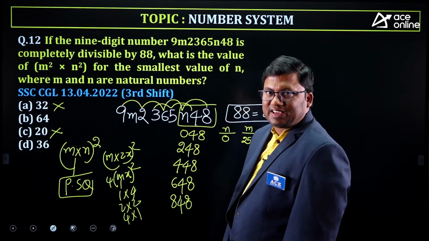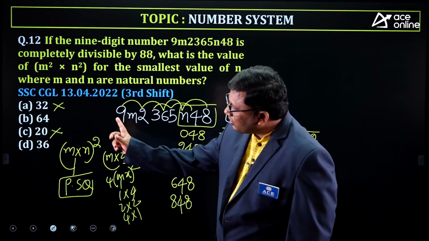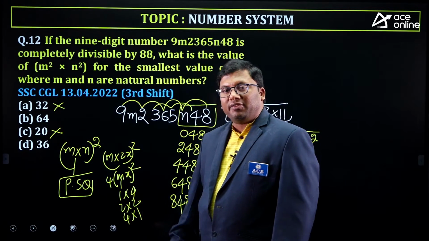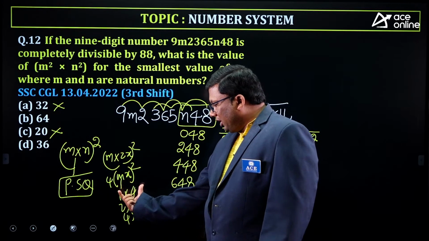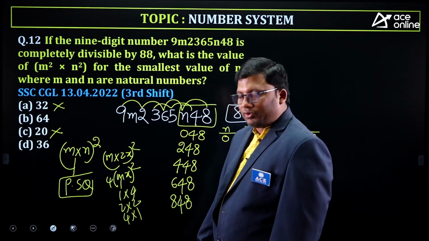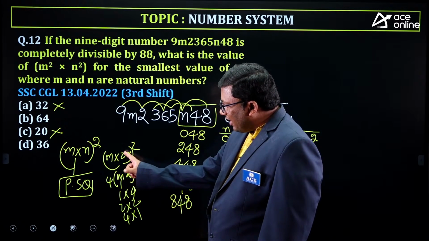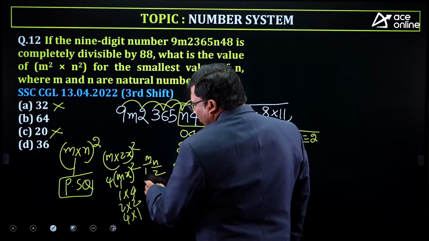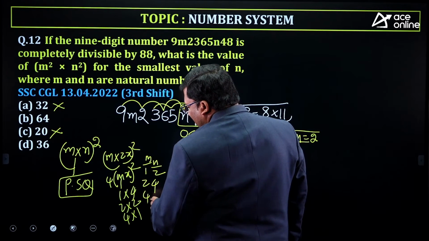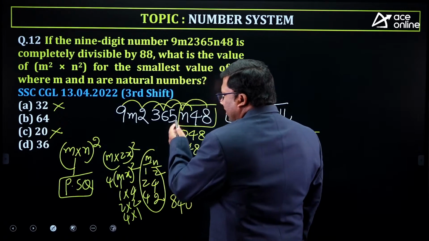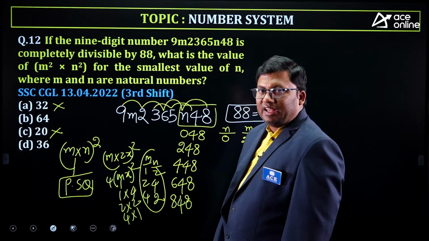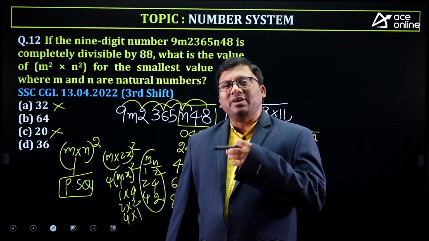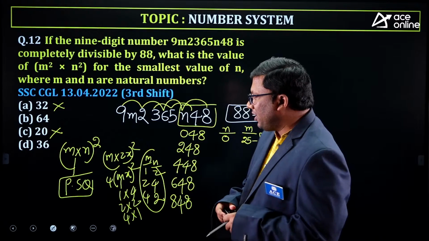Only take these cases. 4 into (mx) whole square is 64. (mx) whole square is 16. mx will be 4, 4 square is 16. 4 is 1 into 4, 2 into 2, 4 into 1. Once we get the x value, we will get the n value. That means if m is 1, n will be 8; if m is 2, n will be 4; if m is 4, n will be 2. Check whether it is getting divisible by any of these numbers. If it is not satisfying, go to the next number. It takes a little bit of time in calculation, but I hope the process is clear.